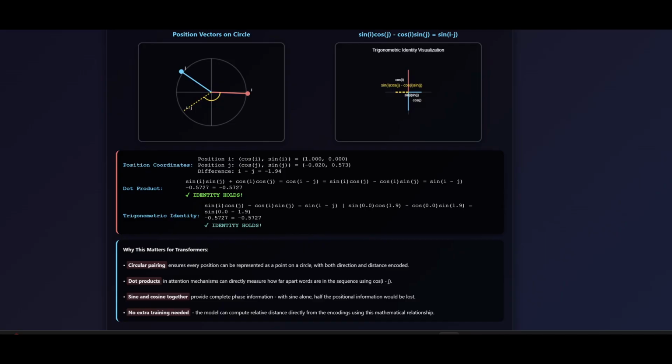Now, theoretically, we could assign completely unique numbers to every position and dimension. And yes, that would make positions totally distinct. But that approach wouldn't generalize. It would only work for the sequences the model has seen before. Sinusoidal encodings, on the other hand, are smooth, compact, and continuous. They scale to any sequence length, even ones never seen during training. So, while more unique sounds better, in practice, structured patterns beat random uniqueness.